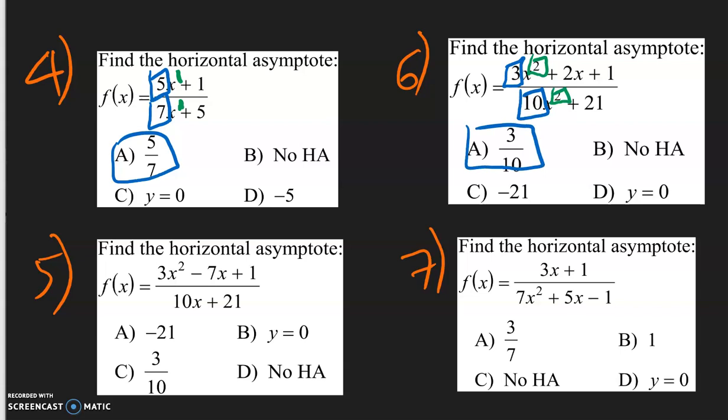Now look at number 5. For number 5, the biggest exponent on top is 2, but the biggest exponent on the bottom is 1. So when the top is bigger than the bottom, imagine you have a big number divided by a tiny number. There is no limit. It will be a humongous number, so there's no horizontal asymptote. And then for number 7, the biggest exponent on the top is 1, the biggest exponent on the bottom is a 2. So now the bottom is bigger, so we have a tiny number divided by a big number, which is y equal to 0.